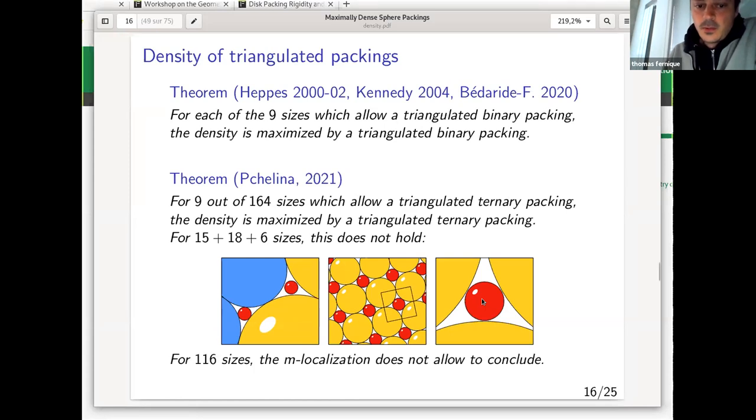And for all the remaining ones out of the 164, unfortunately, the M localization, which is again a specific weighting rule, does not allow us to conclude. So either you have to find another localization, or maybe there is no good localization. I don't know.